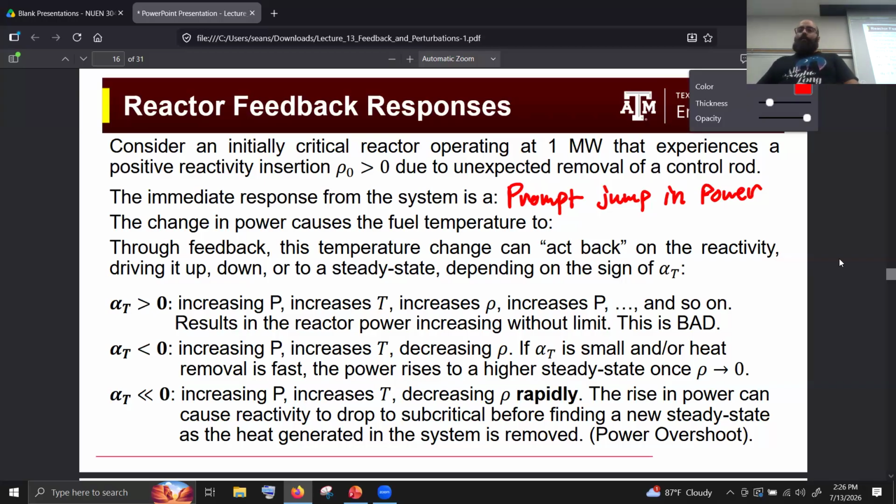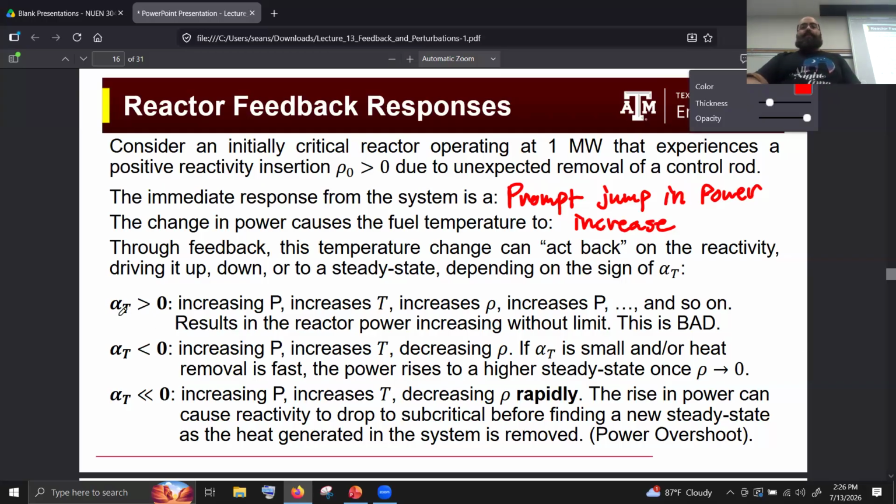And that prompt jump in power is then going to cause the fuel temperature to increase. And depending on the temperature coefficient of my system is going to influence what this positive temperature change does to my system. So if the temperature coefficient is positive, then increasing that power increases temperature, which increases reactivity. And if I increase reactivity more, that increases my power more. And then that is going to be like a vicious cycle that kind of continues and feeds on itself and causes things to blow up.